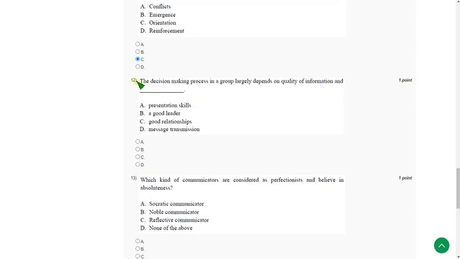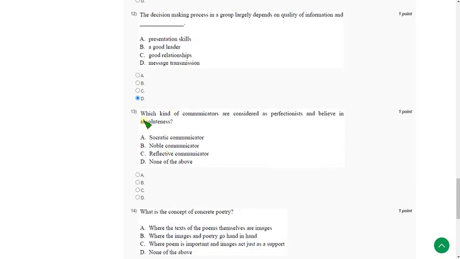The 12th one, the decision making process in a group largely depends on quality of information and message transmission. Option D is the answer for the 12th question. So mark option D. 13th one, which kind of communicators are considered as perfectionists and believe in absoluteness? So the answer is option B, noble communicator. For the noble communicator, the weakness is their absoluteness itself. So mark option B as the correct answer for the 13th question.